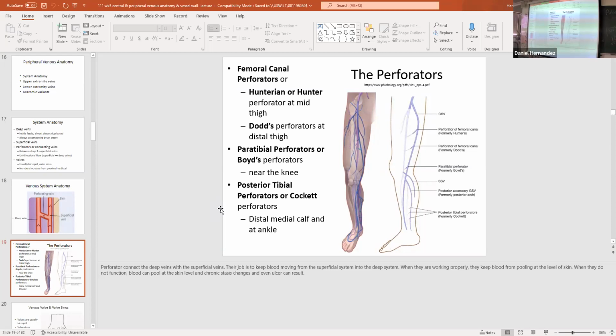Again, these perforators connect the superficial veins to the deep veins.